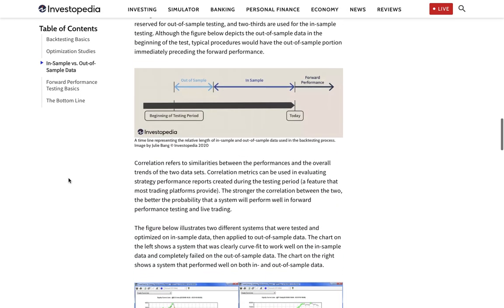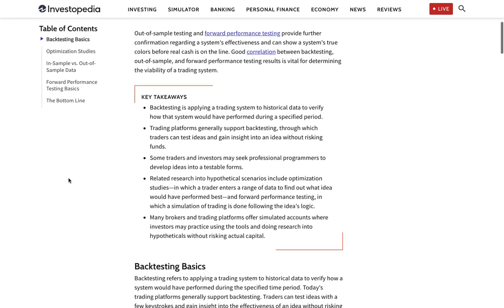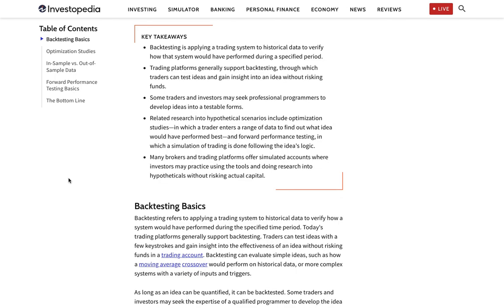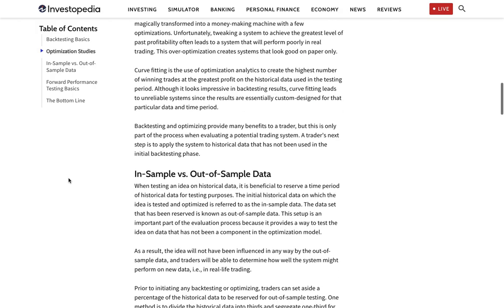First, let's go over some basics of back testing and forward testing. Back testing is applying a trading system to historical data to verify how that system would have performed during a specific period. Trading platforms generally support back testing, through which traders can test ideas and gain insight into an idea without risking funds. Related research into hypothetical scenarios include optimization studies in which a trader enters a range of data to find out what idea would have performed best, and forward performance testing, in which a simulation of trading is done following the idea's logic. So that's what we're going to get into, really forward testing in this video.